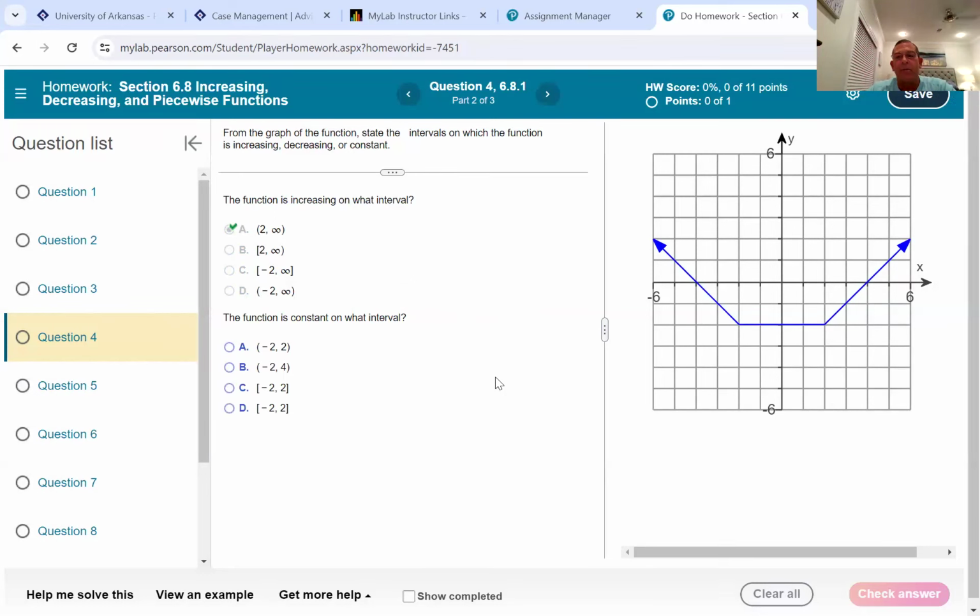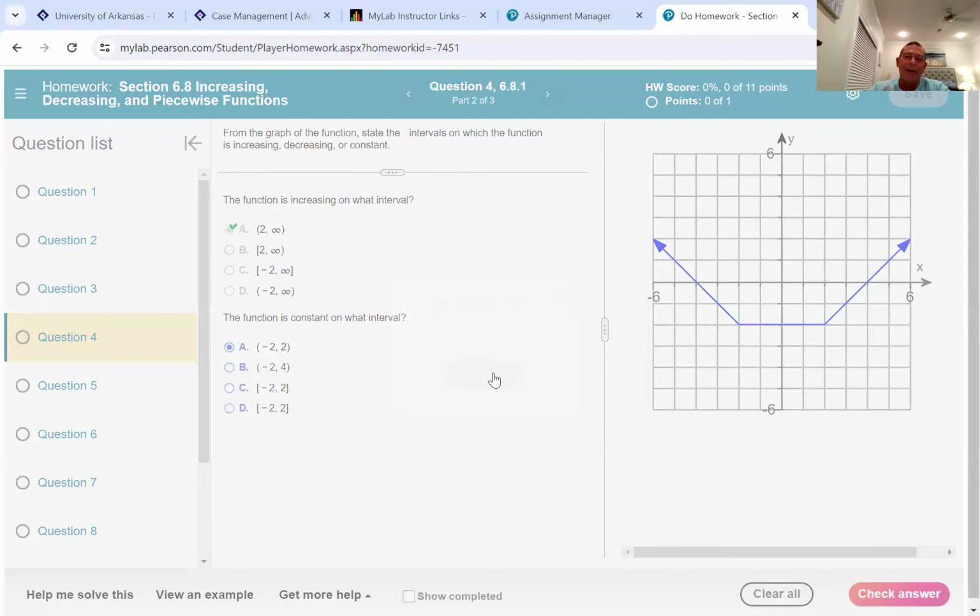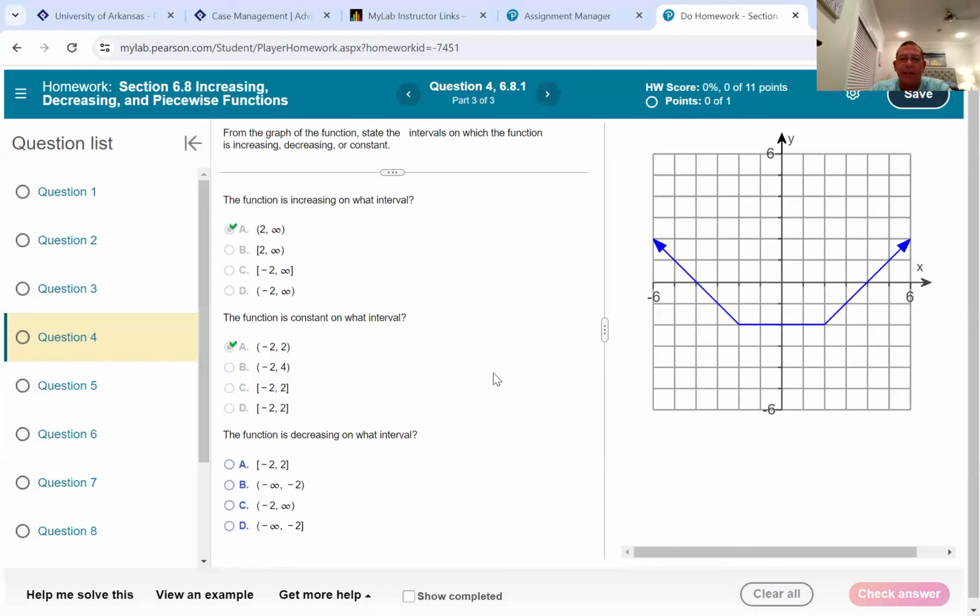So constant, where does it start being constant? And then where does it end being constant on those x values? And y'all, constant is right down here where it's flat, going straight across. -2, +2. So perfect. I'll use what? An A on that one. All right, let's check and see. There you go. And then you know it's going to ask for the decreasing.